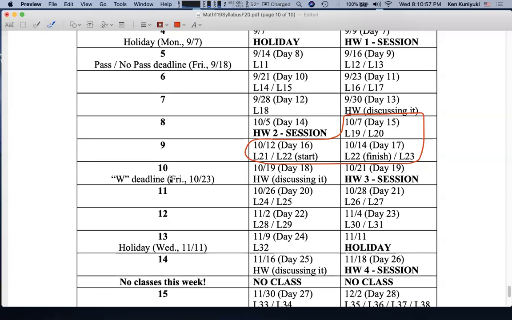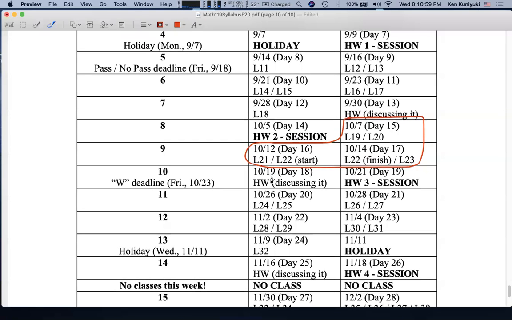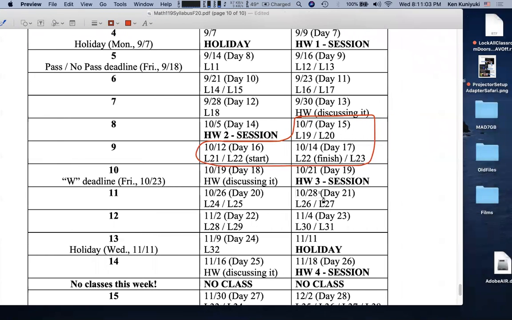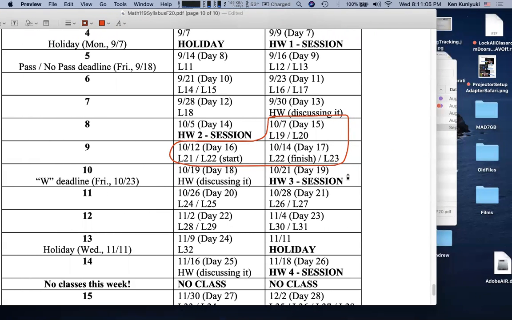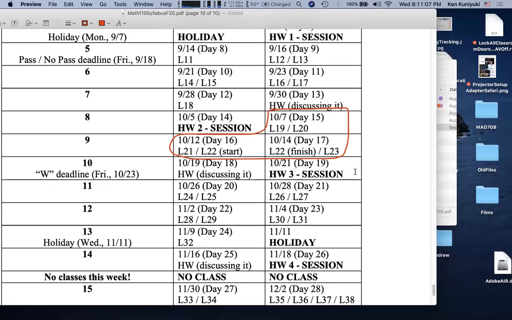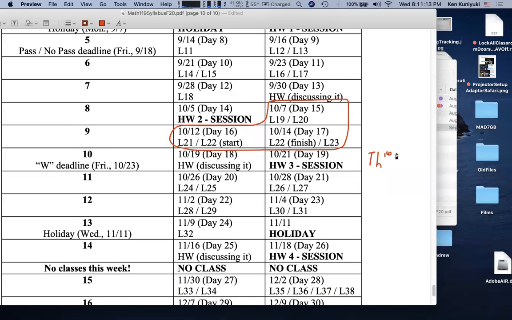Then during the week of the withdrawal deadline, we'll discuss the homework on these 2 sessions here. And the homework due date is the day before the withdrawal deadline. So it's going to be Thursday, October 22nd. I better have 1 graded by then, right? At least. But Thursday, October 22nd is the due date for homework 3. And then the withdrawal deadline is Friday, October 23rd.